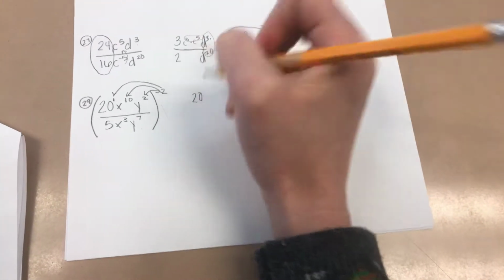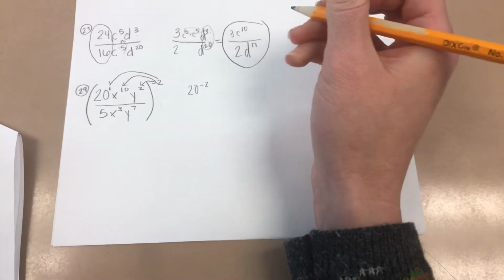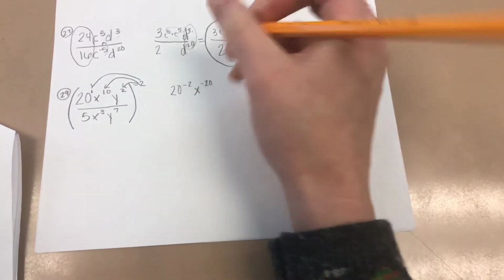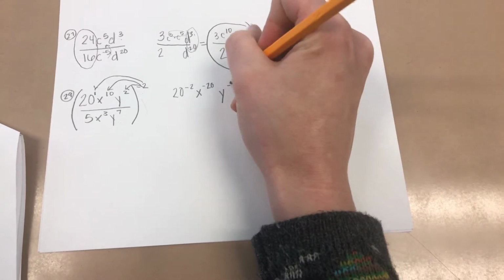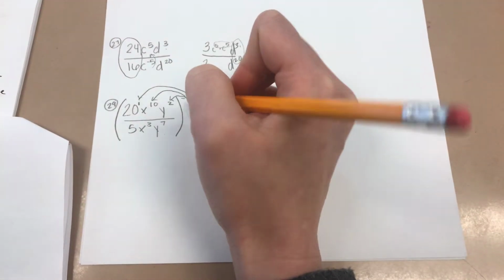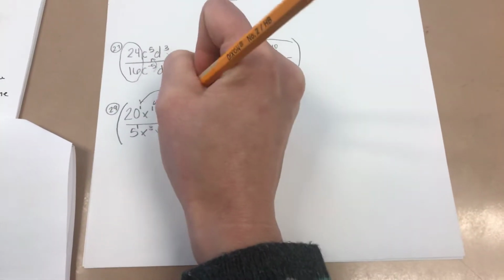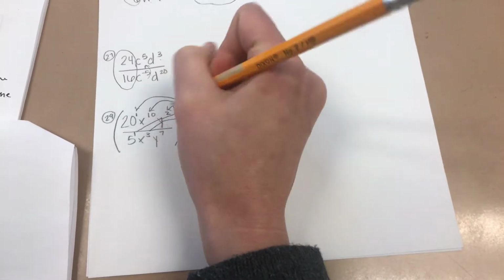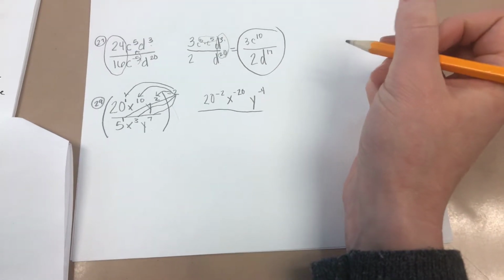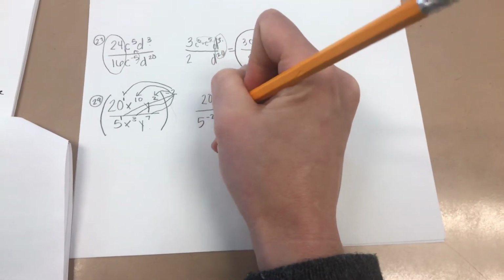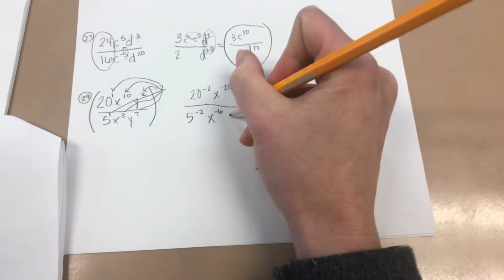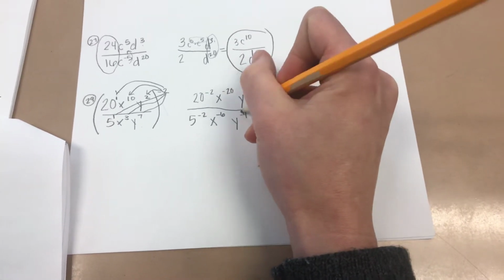So then I get 20 to the negative 2, because 1 times negative 2 is negative 2. I get x to the negative 20, and y to the negative 4, because negative 2 times 2 is 4. Then I'm also going to take this negative 2 over here to this 1, over here to this 3, and over here to this 7. So I get 5 to the negative 2, x to the negative 6, and y to the negative 14.